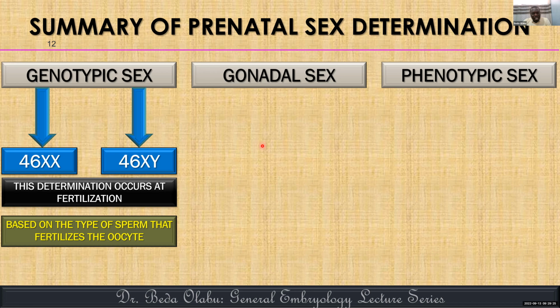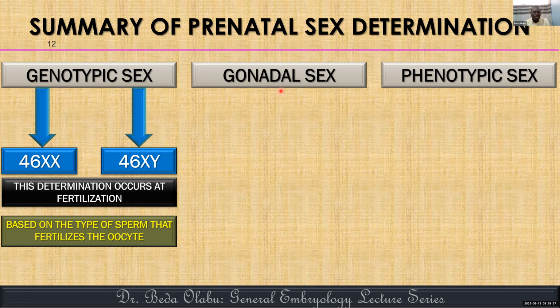Then comes the gonadal sex. Before I tell you the gonadal sex, it's important that you understand something about how the embryo grows. Initially it's just a zygote, then morula, then blastocyst, bilaminar disc, trilaminar disc, what we call gastrula, and things go on. At that time, there's no anatomical differentiation to a particular gender.